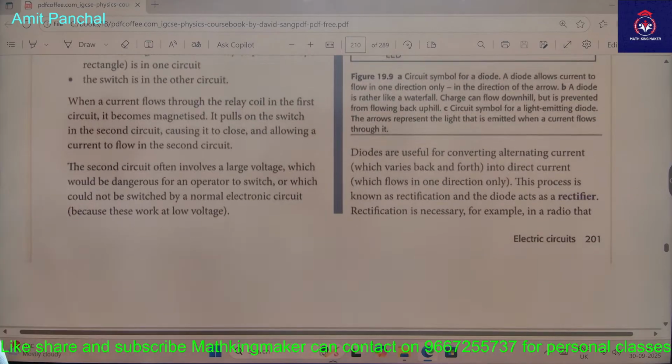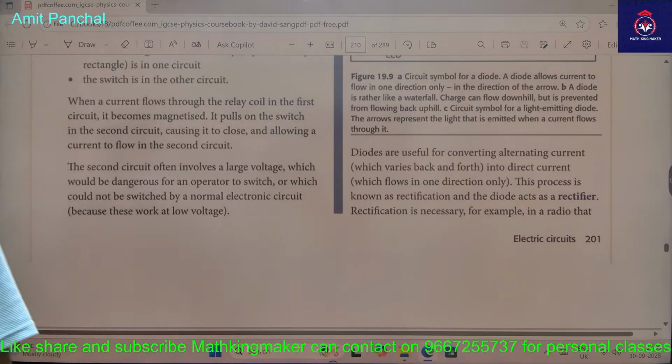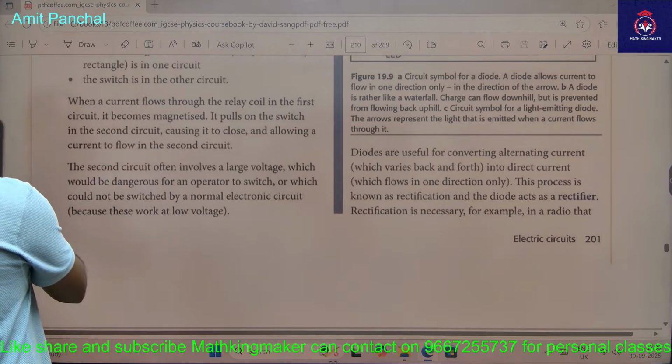Diodes are useful for converting alternating current into direct current. So diodes are used to convert an AC circuit to a DC circuit. You know what is an AC circuit and what is AC current and what is DC current? No, sir. AC current is your alternating current.